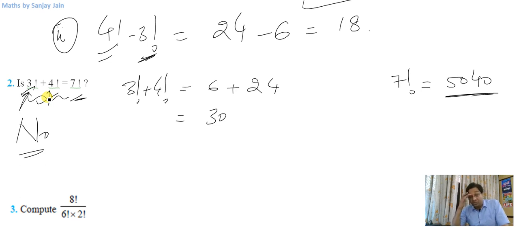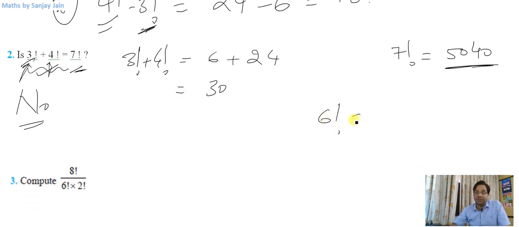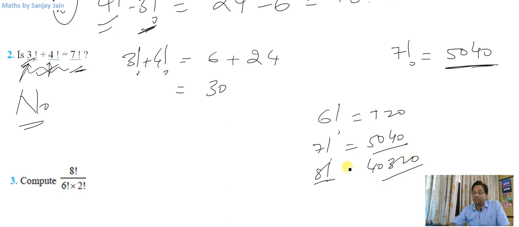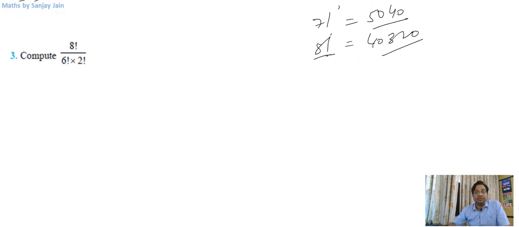There is a huge difference when we go from 1 factorial to 2 factorial to 3 factorial. These gaps keep on increasing, right? And it increases very fast, because 6 factorial was what? It was 120. It was 720. And what is 7 factorial? 7 factorial is huge, 5040. And 8 factorial will be even larger, which was 40320. We just calculated it, right? So these numbers become very, very large.